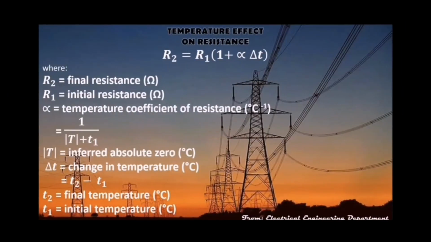Ito na yung temperature effect on resistance. R2 equals R1 times (1 plus alpha delta T), where R2 is the final resistance, R1 is the initial resistance, alpha is the temperature coefficient of resistance, whose unit is per degree Celsius (°C^-1), equals 1 over (T plus T1), T being the inferred absolute temperature, which is minus 234.5 degrees Celsius. Delta T is the change in temperature in degrees Celsius, equals T2 minus T1, where T2 is the final temperature and T1 is the initial temperature.